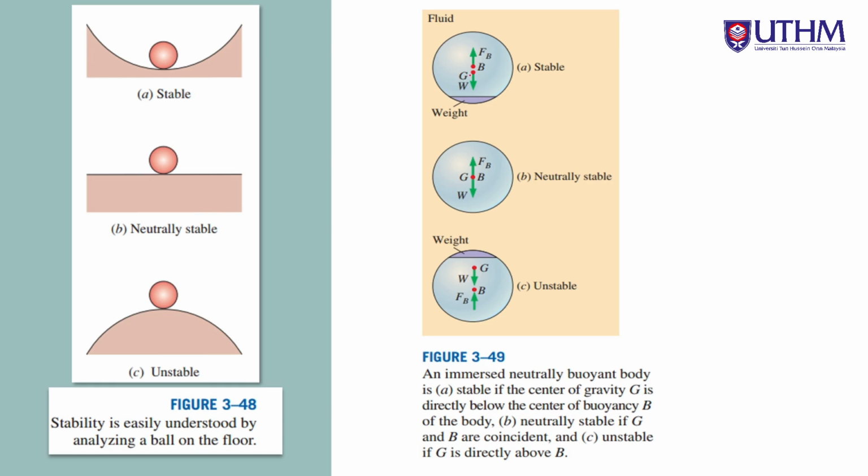Nampak ni, dia punya center of gravity berada bawah center of buoyancy. B. Neutrally stable, if center of gravity and center of buoyancy are coincident, dia dalam satu tempat. And C. Unstable. Bila center of gravity dia berada di atas center of buoyancy.